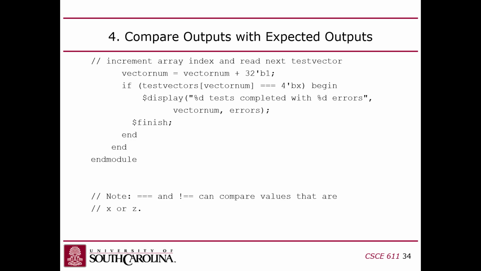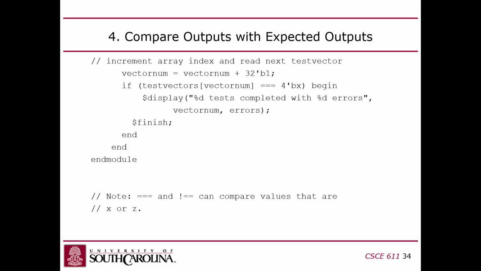And there's a special thing here called $finish that ends the simulation. Okay. Notice that there's a display function which looks a lot like printf in C or C++. It's got a way to do formatted printing. So in this case, I put %d, that's a decimal number. So it's going to take the vector num and print that as a decimal number, right?